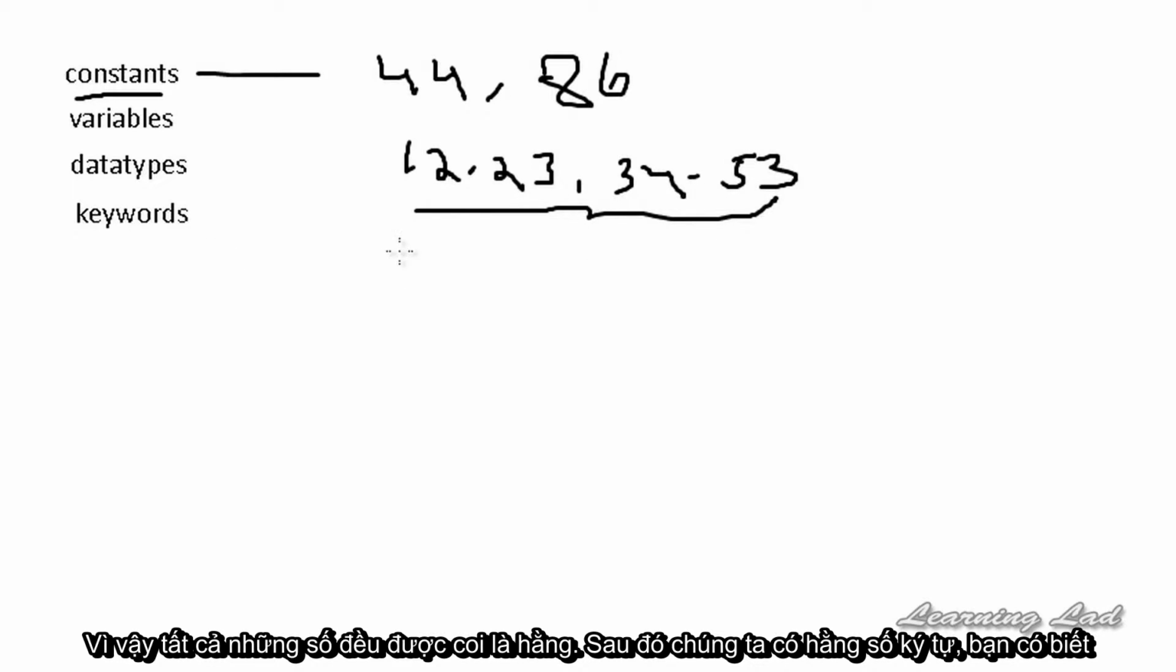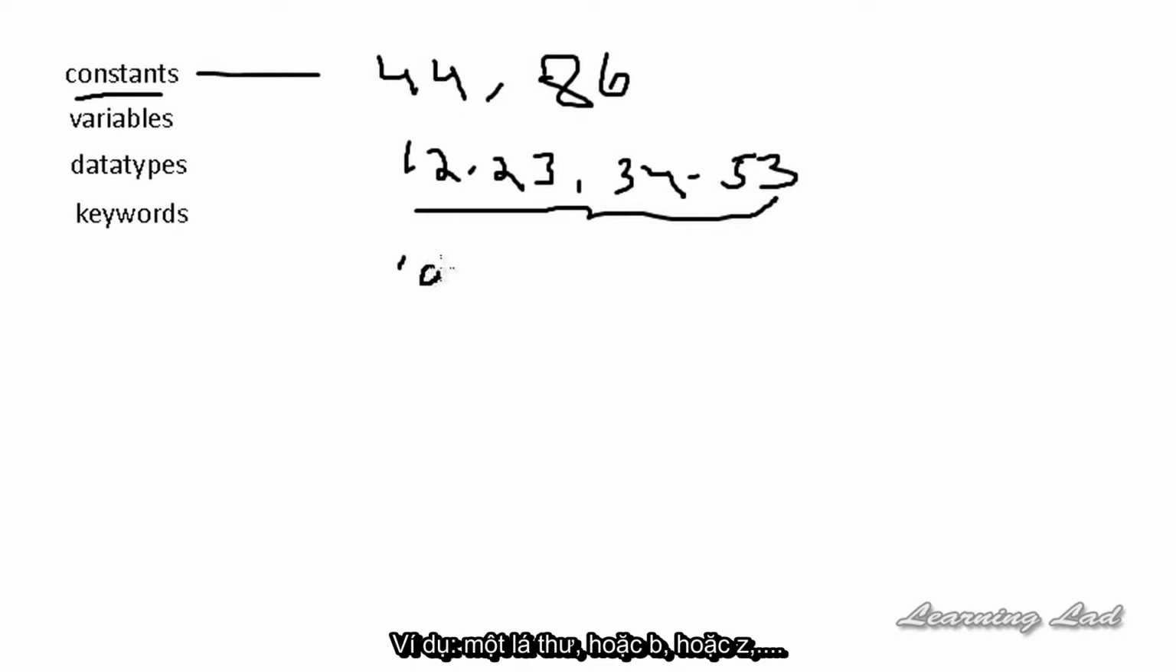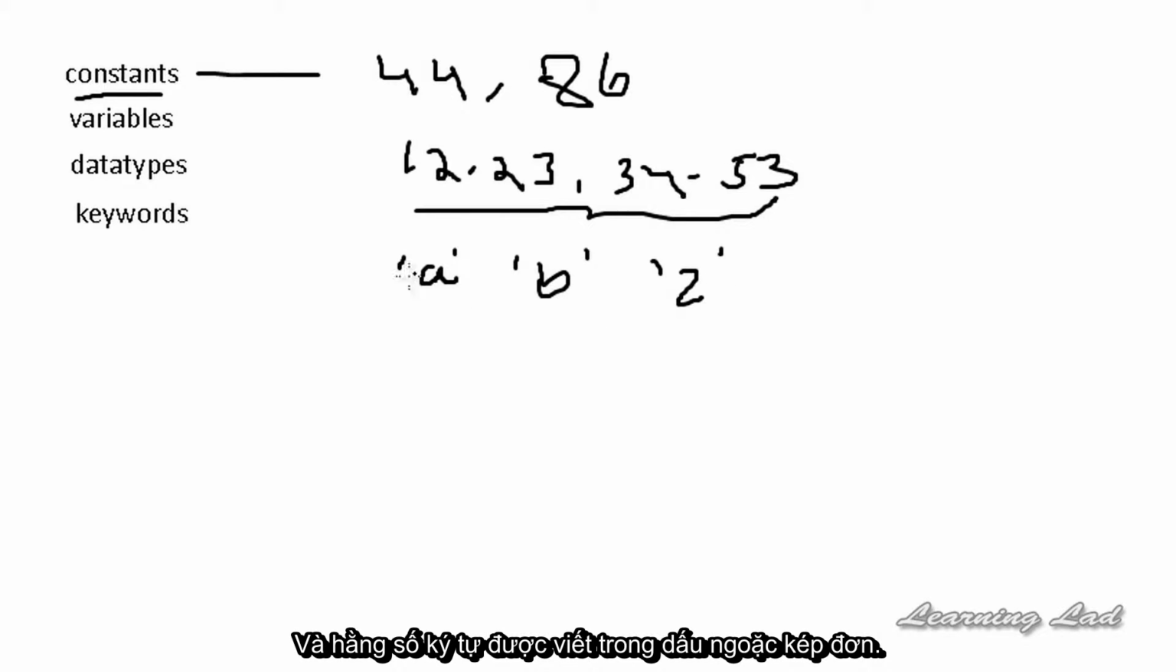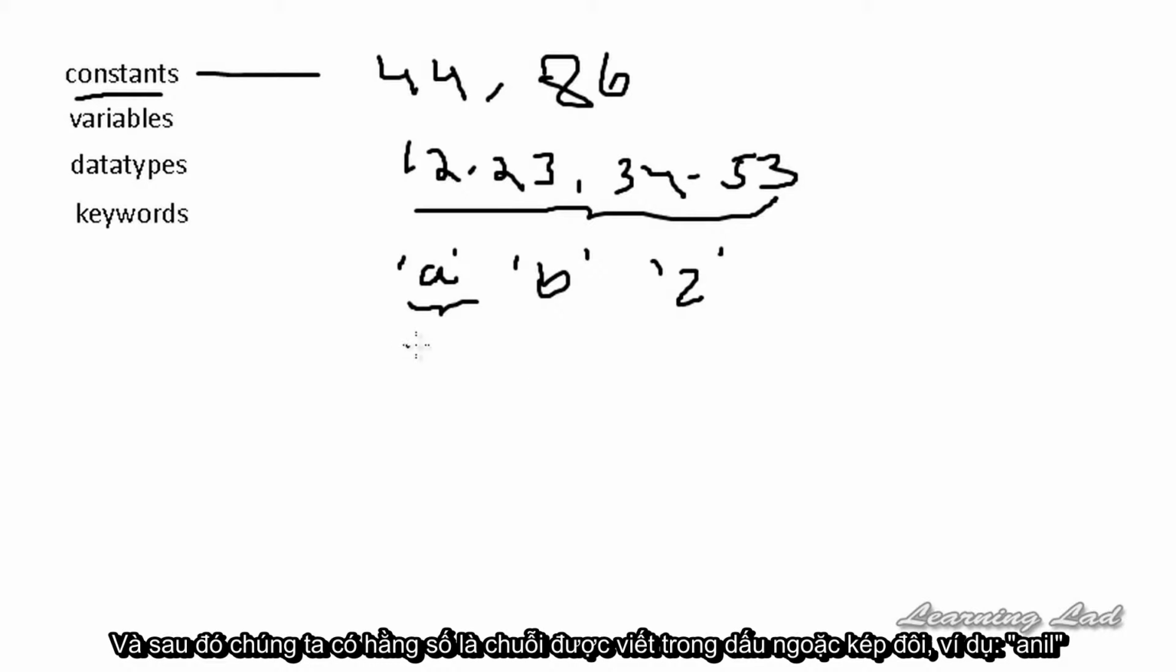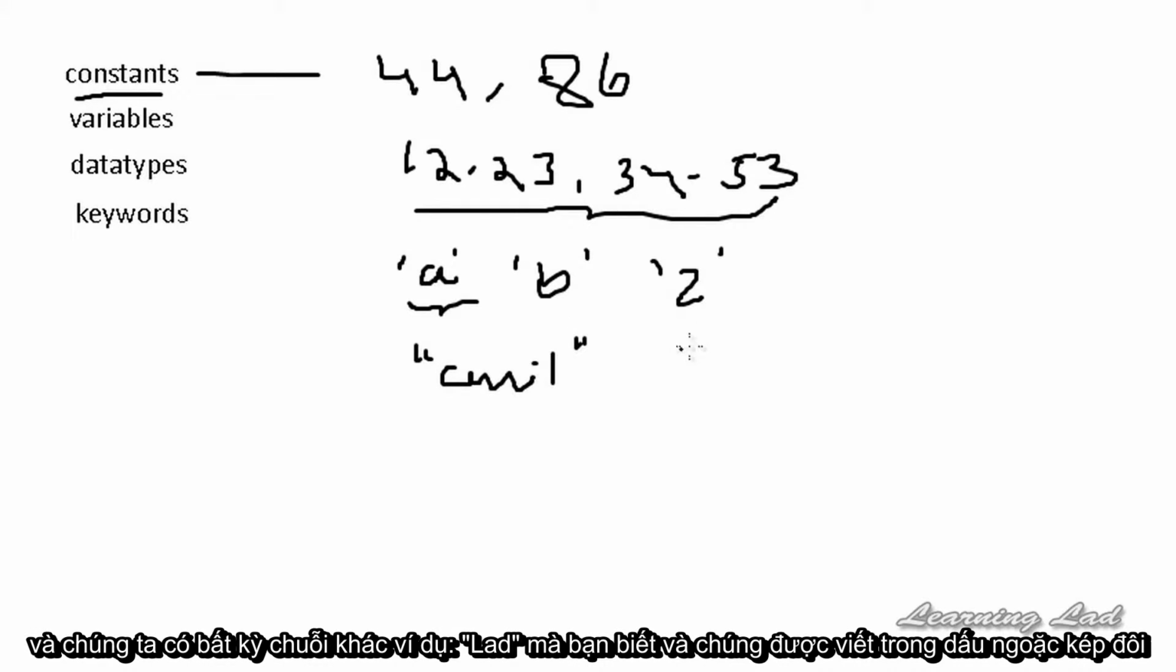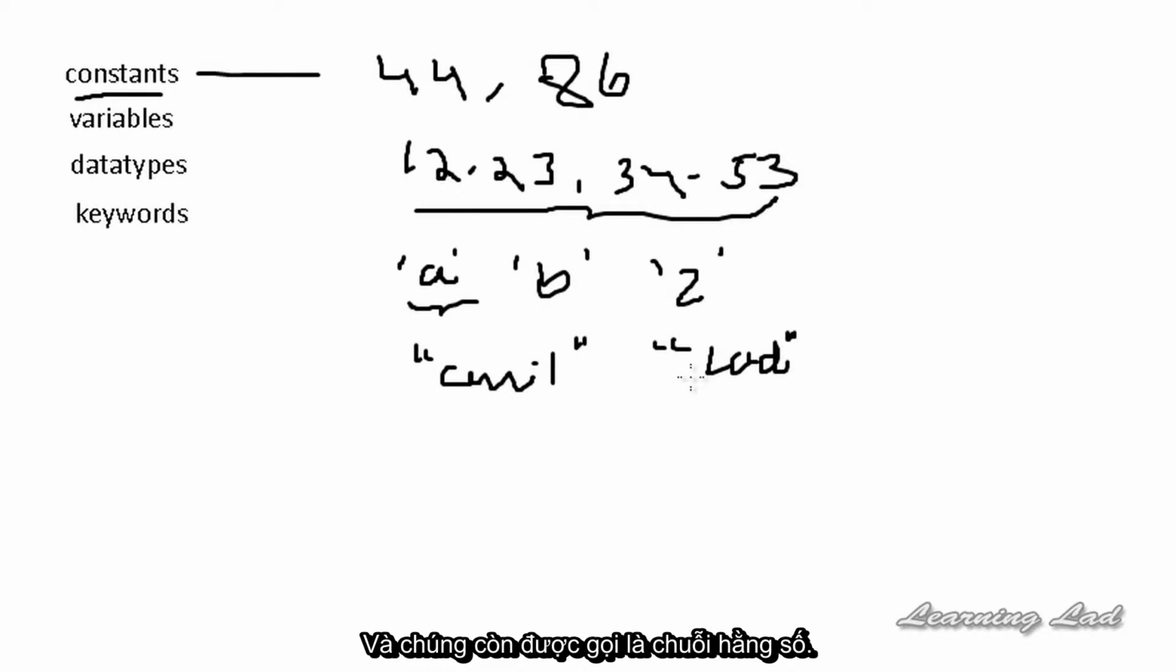Then we have character constants. For example, a letter A or a letter B or a letter Z, character constants, single character, and a character constant is written in single quotes. And then we have string constants, which are written in double quotes. For example, Anil, and we have any other string, for example, lad, which is written in double quotes and which is a bunch of characters. These are called string constants.